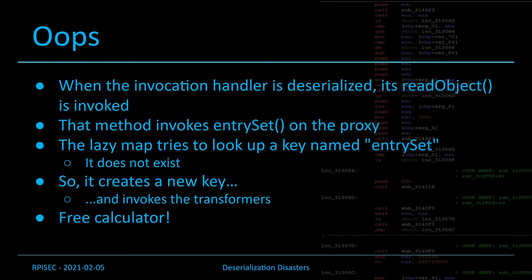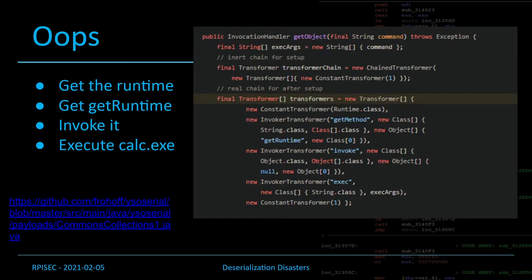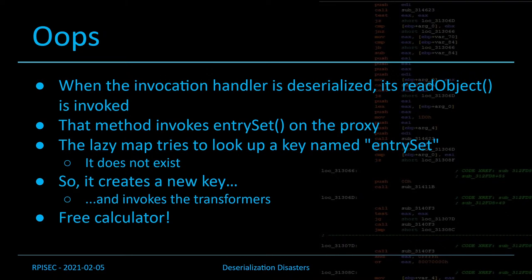The lazy map will eventually wind up trying to look up a key with that name. It doesn't exist, so it says, okay, I don't have that value, so I better go set this thing up. I'll add a new key. And as a result, it invokes the transformers. Because the transformers use reflection, they can just pull in the methods you want, and this is all part of the actual object we sent over. So suddenly, we do have code execution. It runs transformers, grabs your runtime, runs exec, runs calc. And we have a free calculator.